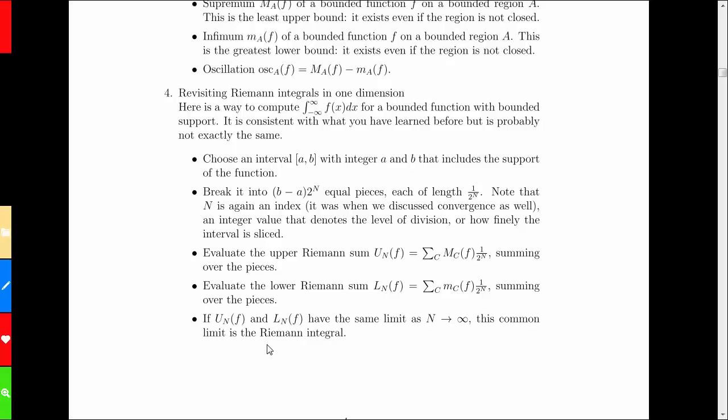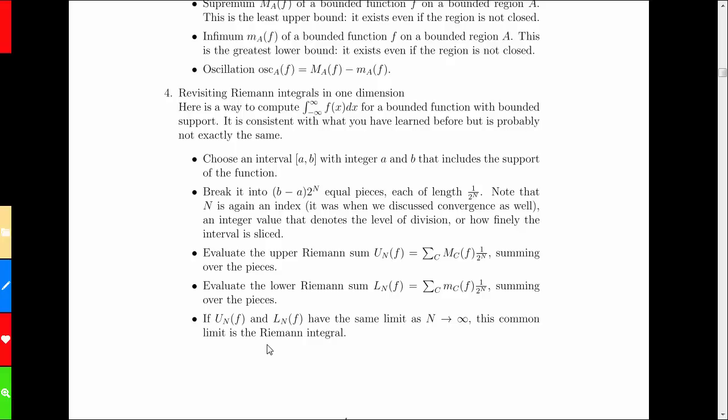We choose an interval a to b, but that's not necessarily just the support of the function or the interval over which we want to evaluate the integral, because a and b have to be integers. So if we have a function that's non-zero only from x equals 2/3 up to x equals pi, the interval that we would choose is a equals 0, b equals 4. That's the smallest region whose boundaries are integers that includes the entire support of that function.